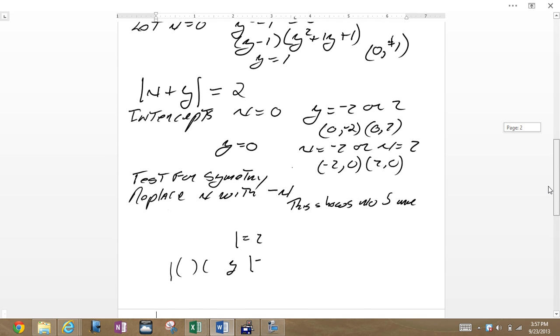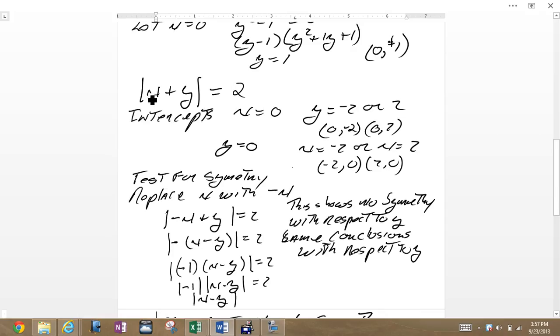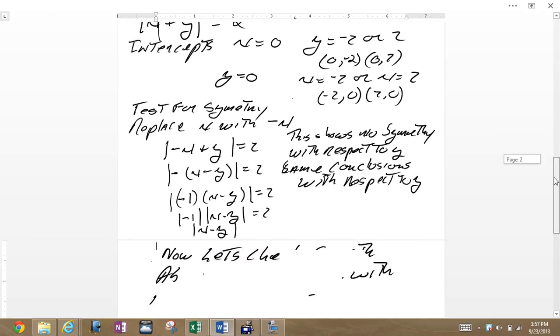Okay. Next, we look at this expression. Okay, the absolute value of x plus y equals 2. The intercepts are easy to find. So if x equals 0, then we're left with absolute value of y equals 2, which means y could equal -2 or +2. So effectively, we have 2 y-intercepts. The same rationale, if y were equal to 0, you're left with absolute value of x equals 2, which again offers you -2 or +2 as your intercepts on the x-axis. So we're looking at 2 x-intercepts, 2 y-intercepts.